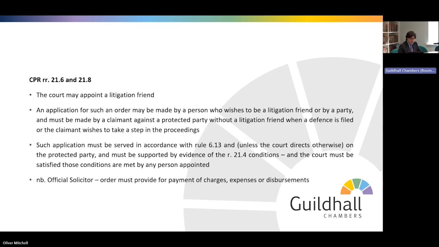And the court may act of its own motion in making such appointment. Normally, it should be done by application and supported by the evidence, but it does appear that the court can act of its own motion. Presumably, it will need to have the evidence from somewhere, but it can be the moving party in this regard. And I note at the bottom that, because it's noted in these rules, the official solicitor, as I mentioned earlier, may be appointed as litigation friend as a sort of last resort. But if they are, then any order appointing them must provide for payment of their charges, expenses, or disbursements.